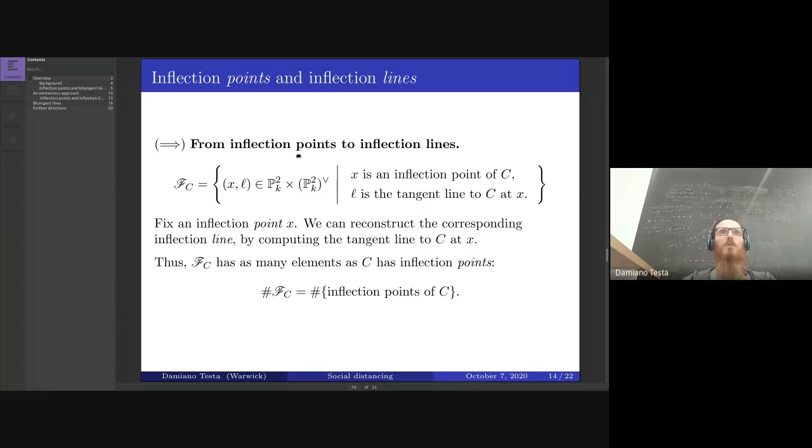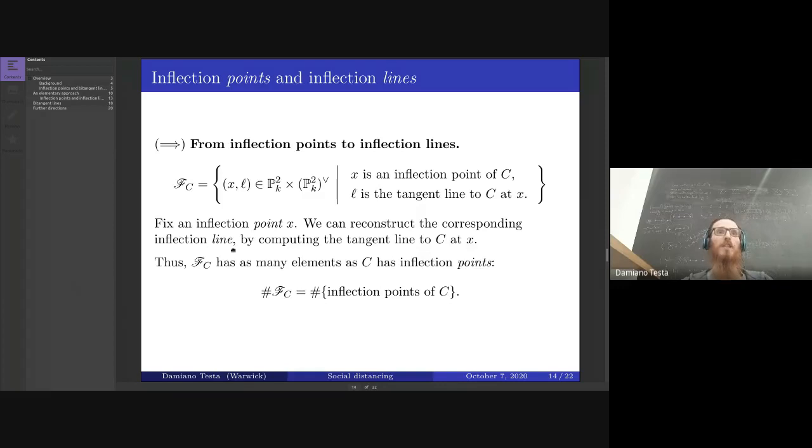And so now I'm going to go from inflection points to inflection lines, which means I'm going to fix my inflection point. So I'm going to fix my first coordinate. I'm imagining that I'm projecting onto the first coordinate. I have access to the coordinate X, and I want to see if I can reconstruct the coordinate L. So can I reconstruct the tangent line to the curve at the point? And of course I can. I just compute the tangent line to the curve at that point, and it's automatically the inflection line.